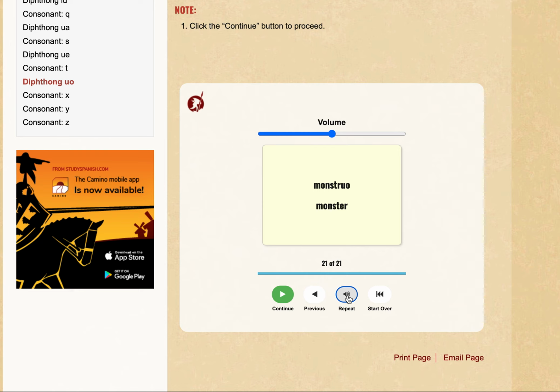Alright, so this is you completing another exercise on diphthongs. Next video, we're looking at the consonant X.